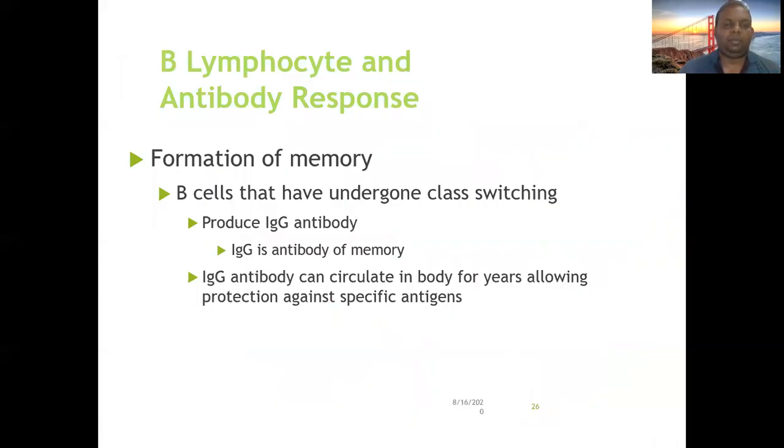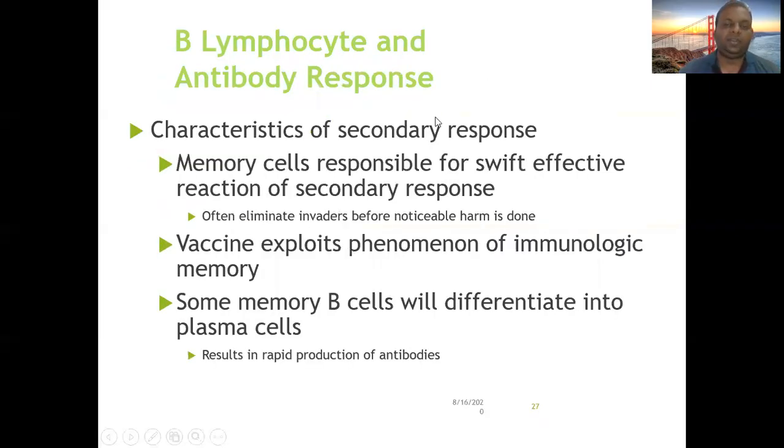In antibody response and memory formation, memory cells on the next exposure mainly produce IgG antibodies. That's the secondary response. Memory cells are responsible for the swift, effective reactions of the secondary response. Vaccines exploit the phenomenon of immunological memory. A vaccine is like a weakened antigen. Once exposed, memory cells are formed, and on secondary exposure there is a drastic immune response producing IgG protective antibodies that protect the human from that particular invading pathogen.